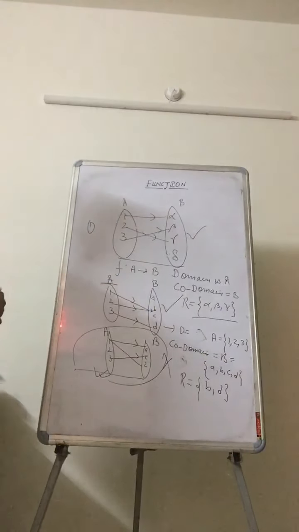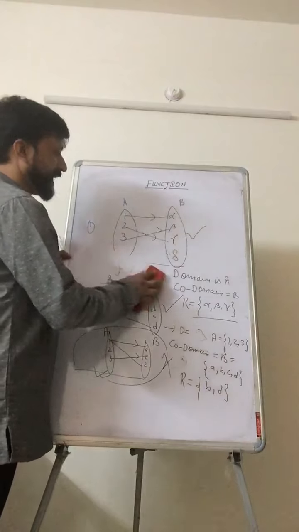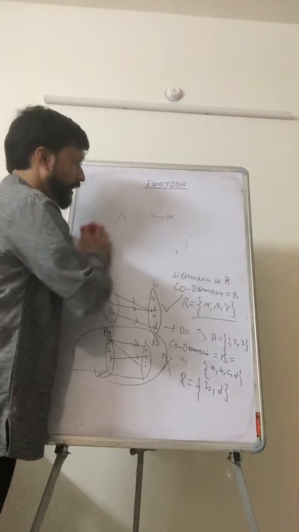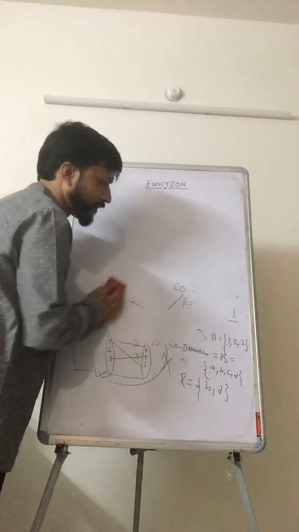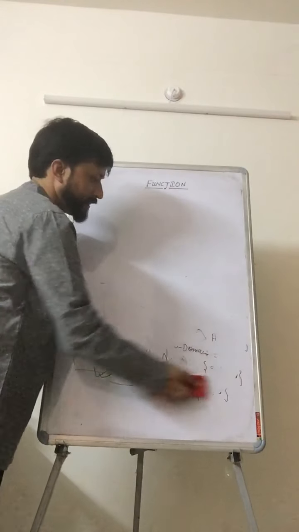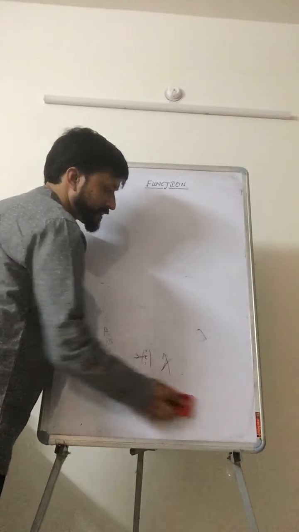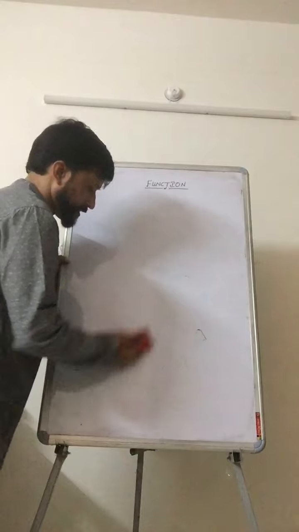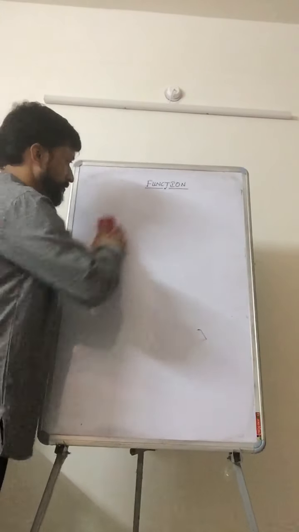Now, types of function. In a broad sense, we can divide functions into two parts. That is one-one function and many-one function. Now, what is a one-one function?